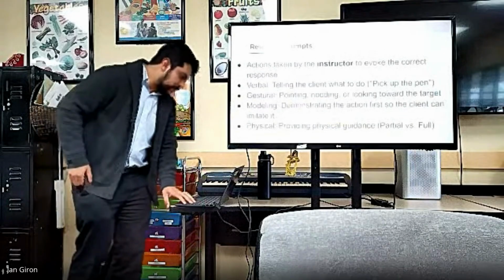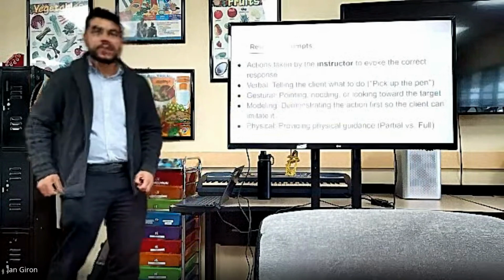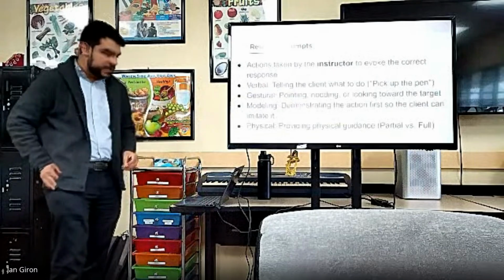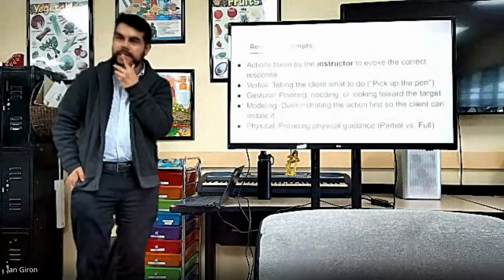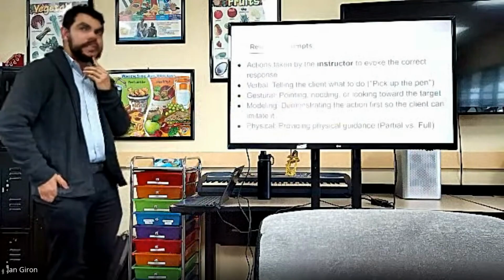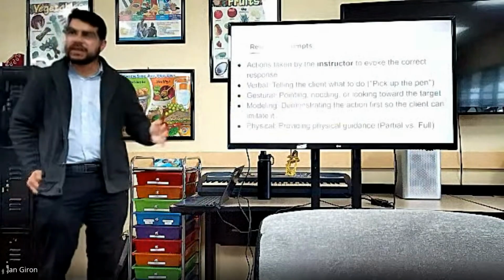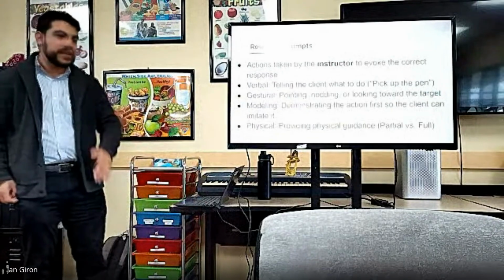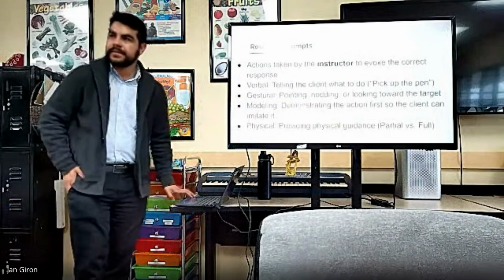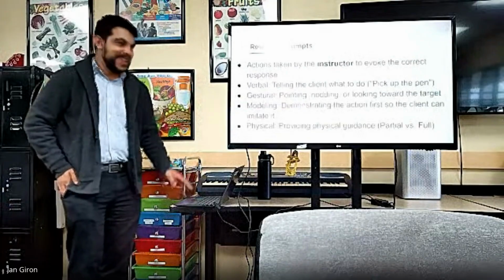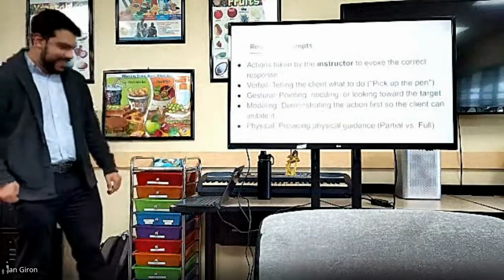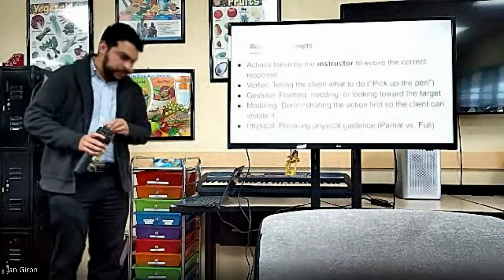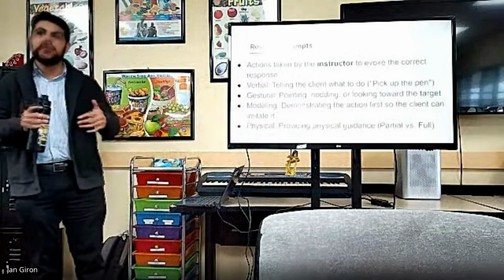Okay, so that is chaining. Seems like we got a good grasp on the 3 different types. Let's move on to the different kinds of prompts we may use throughout the chaining procedures, discrete trials, and even some of the natural environment training opportunities. Okay. So response prompts are the ones that we use that are most common.